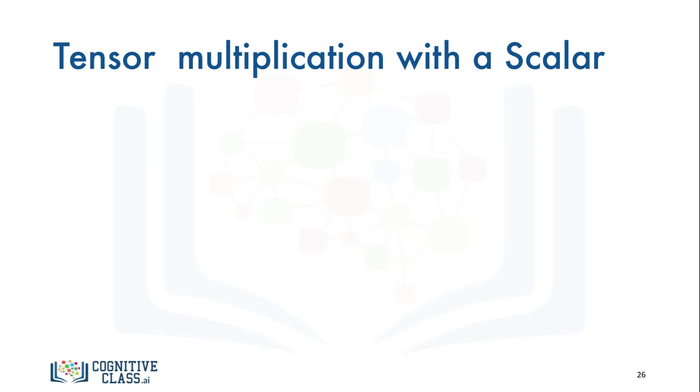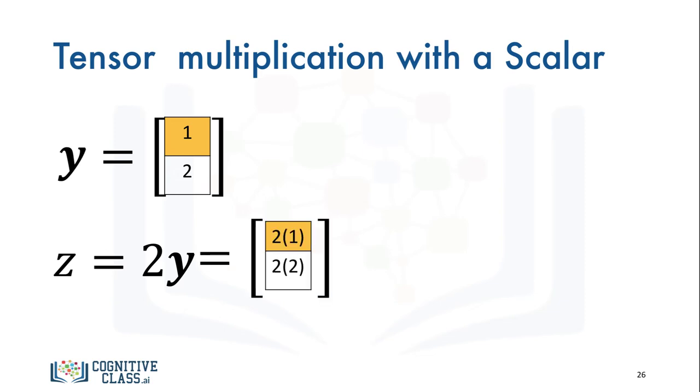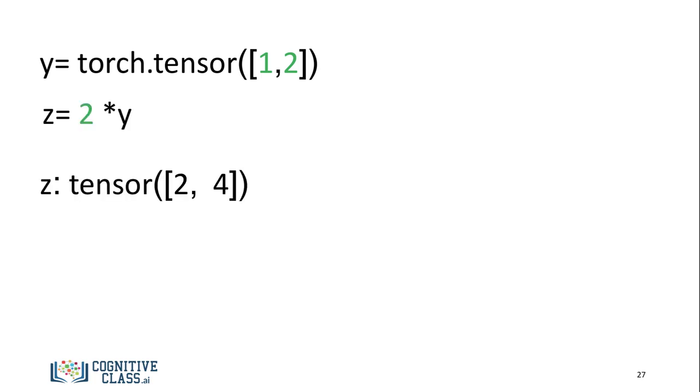Vector multiplication with a scalar is another commonly performed operation. Consider the vector y. As before, each component is specified with a different color. We simply multiply the vector with a scalar value, in this case 2. Each component of the vector is multiplied by 2. In this case, each component is doubled. In PyTorch, we can multiply a tensor by a scalar as follows.